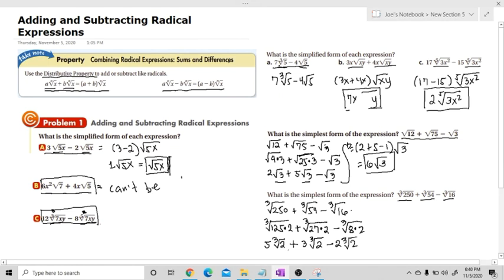As to what you can see, naging like radical sila lahat. Because meron silang common radical expression which is cube root of 2. So we can now apply the distributive property. We can add 5 and 3. Then subtract 2 times cube root of 2. 5 plus 3 is 8 minus 2, 6. Times cube root of 2, it is 6 cube root of 2. So this will be the answer.